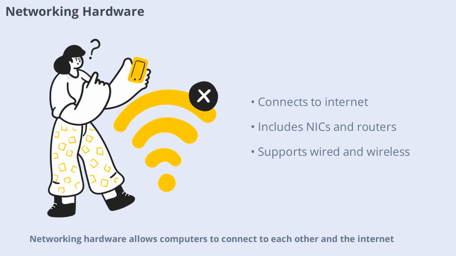Networking hardware allows computers to connect to each other and the internet. Common examples include network interface cards, NICs, routers, and modems.